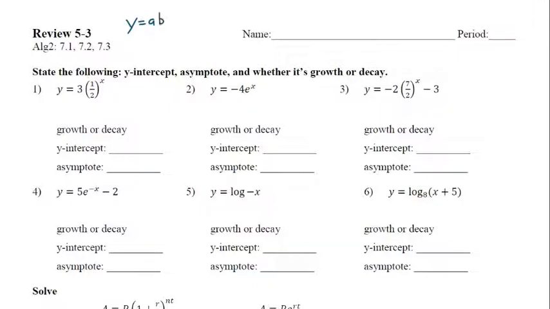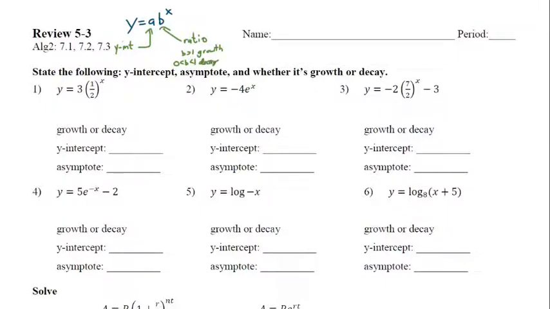ab to the power of x, where a is your y-intercept and b is your ratio. Okay, and if b is bigger than 1, it's growth. If b is bigger than 0 but less than 1, it's decay. Okay, so here we go.